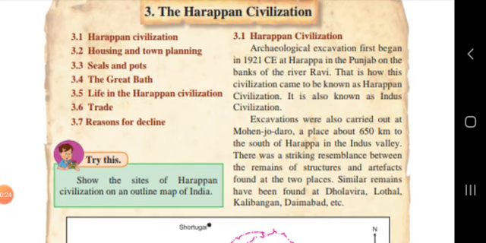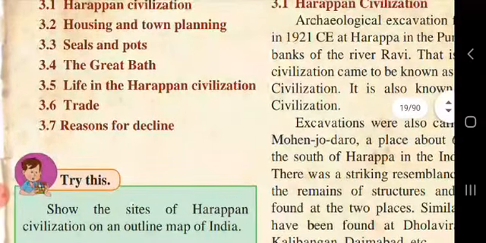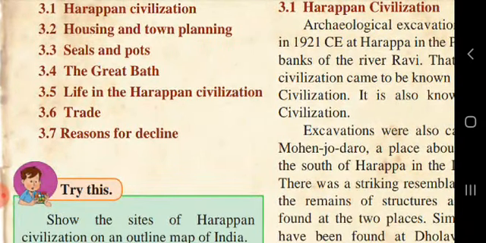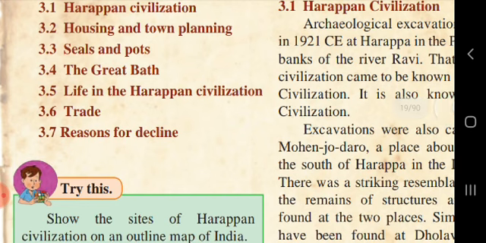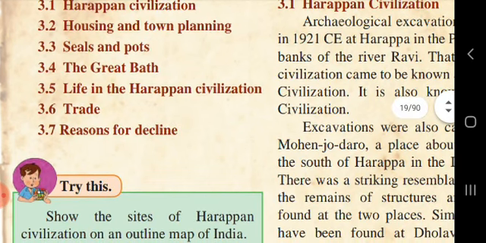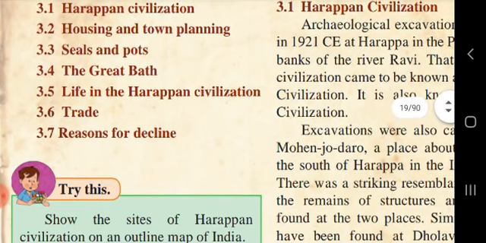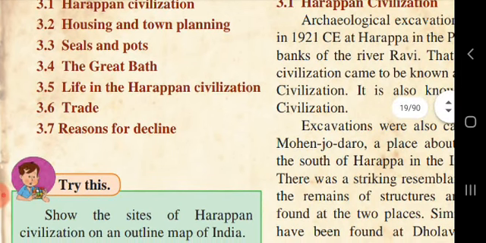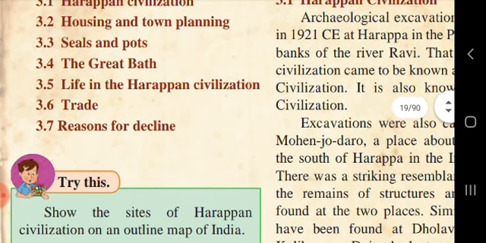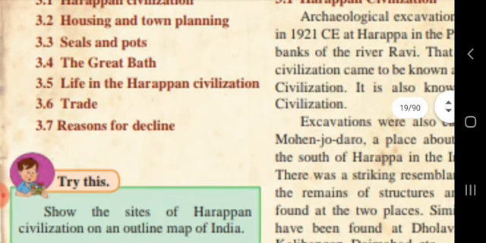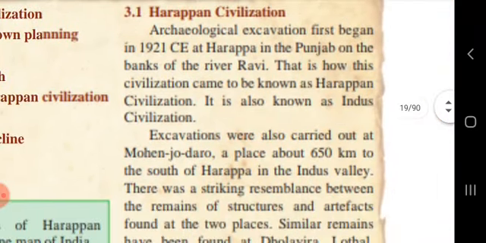Here in this chapter, the 3rd chapter, the Harappan civilization. In 3.1, we are going to study about the Harappan civilization. 3.2, housing and town planning. 3.3, seals and pots. 3.4, great bath. 3.5, life in the Harappan civilization. 3.6, trade. And 3.7, reasons for decline. Here the first, the Harappan civilization.